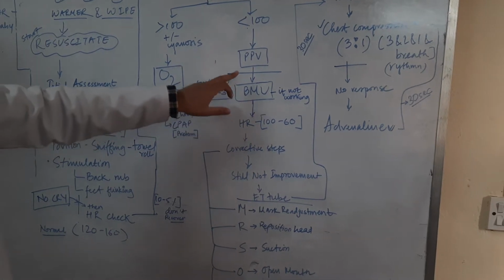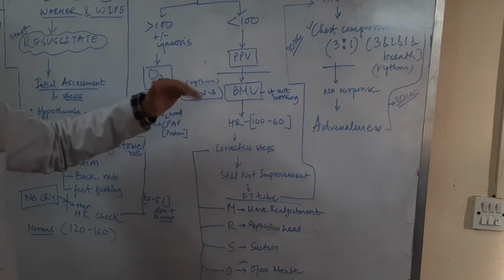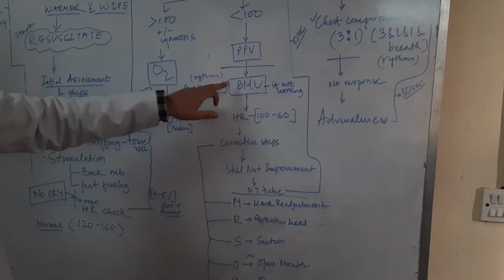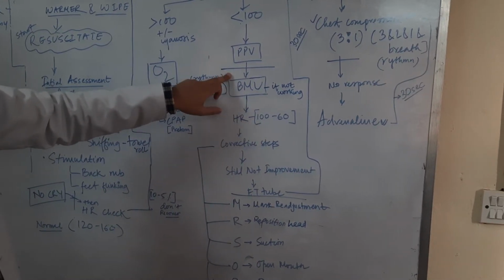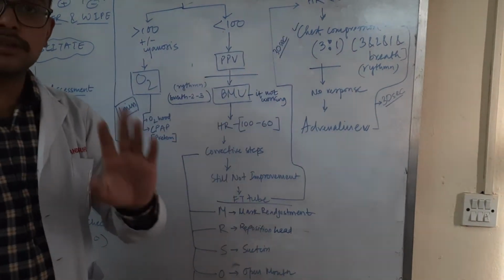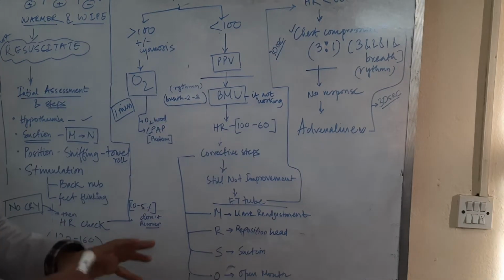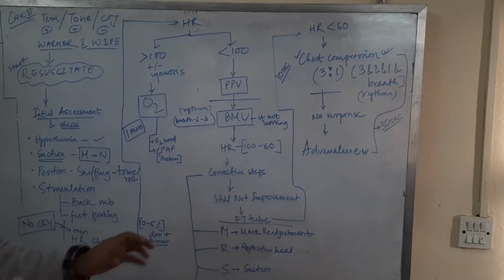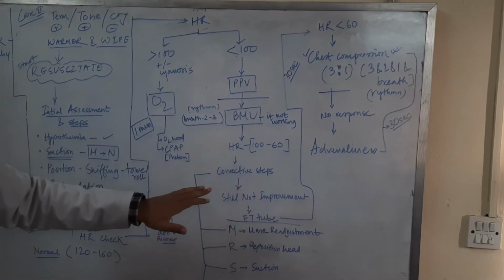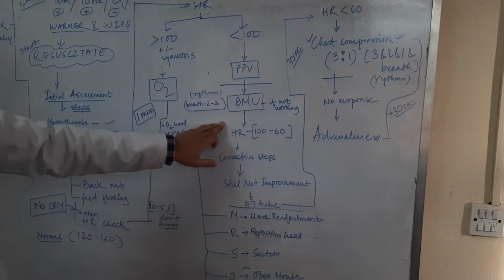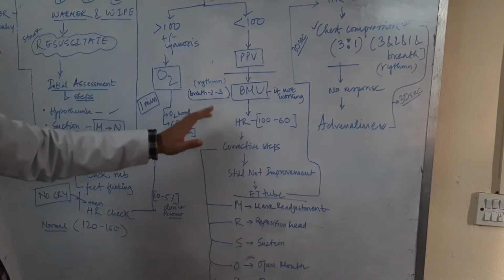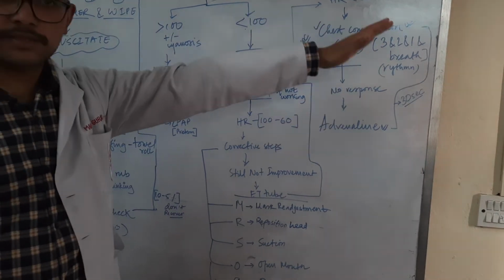Now, alongside ventilation of the baby, we also assess the heart rate, because the decision time from bag and mask ventilation to chest compression is again 30 seconds. So alongside giving bag and mask ventilation, we are also continually assessing the heart rate of the baby. If the heart rate improves, that is good. But if the heart rate is below 60, then we have to start chest compressions.